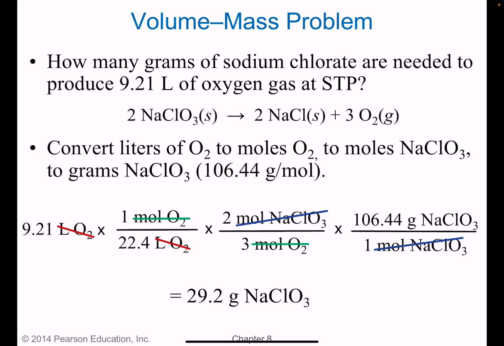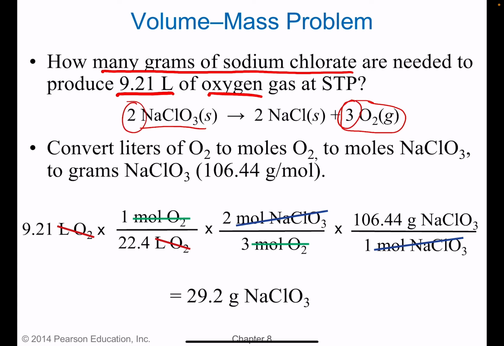So another example, going from volume, so 9.21 liters, to mass. They say how many grams of sodium chloride are needed to produce 9.21 liters of oxygen. So taking a look at the balanced chemical equation, here's our oxygen with a 3 in front, and sodium chloride is this thing, NaClO3, and it's a 3:2 ratio, similar to the last problem.